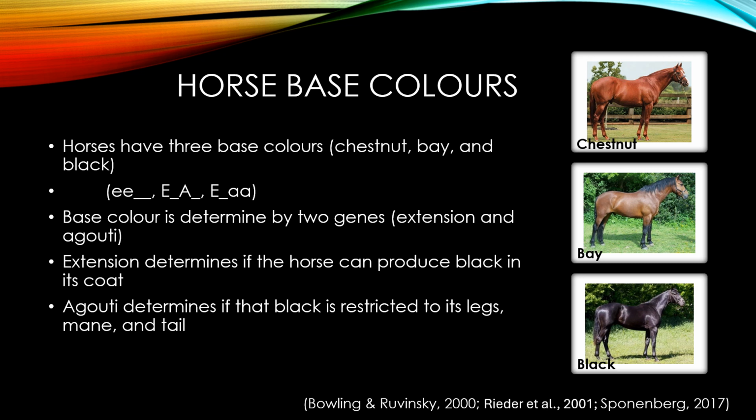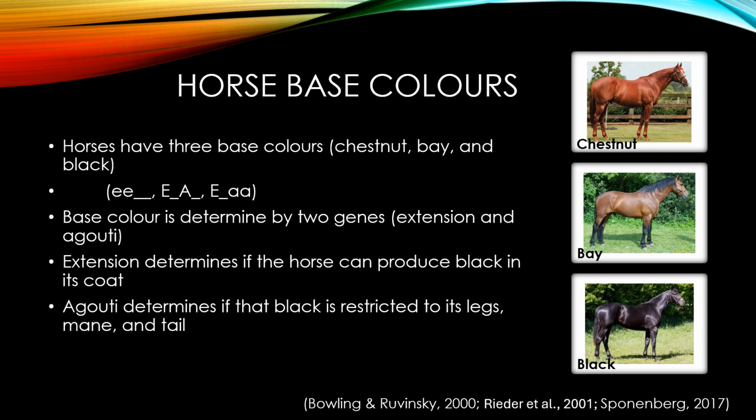A chestnut horse has only red pigment and is genetically lowercase e, and underscore for the A. Some breeds may have different names for a chestnut, such as red or sorrel, and there are shade variations such as liver chestnut and flaxen chestnut, however they are all genetically chestnut.